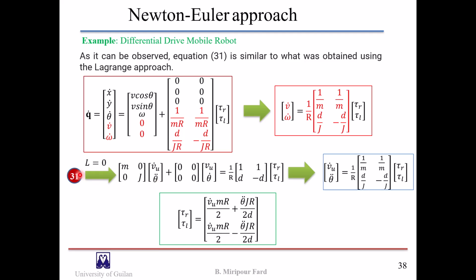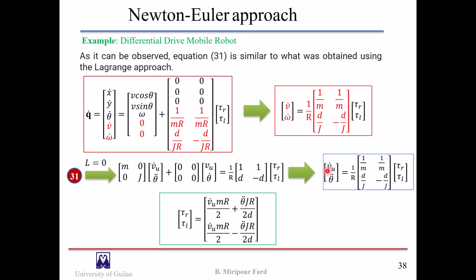If we do that, we will obtain this equation from equation 31. As you can see, equation 31 finally will be similar to what we have obtained using the Lagrange approach. If you compare this equation in the blue box with the equation we have obtained from the Lagrange approach, you will see that both the equations are equivalent. Theta double dot is equivalent to omega dot, and both v dot and v dot u represent longitudinal accelerations.